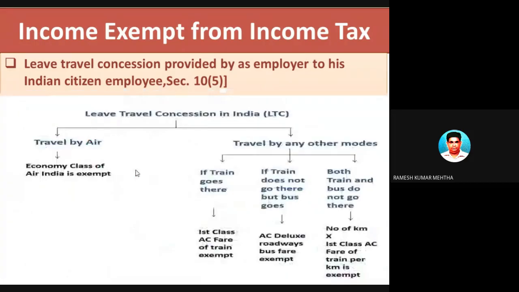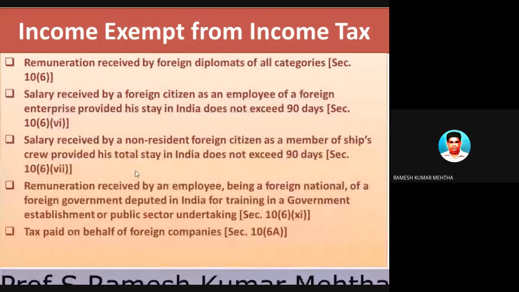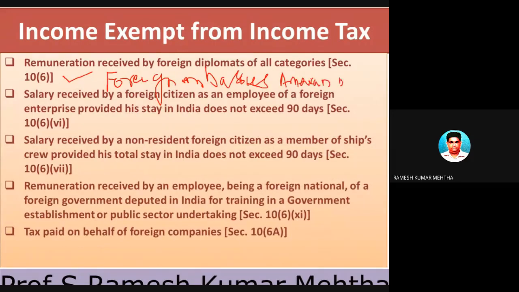Now, another set of incomes which are exempt from tax under section 10 are like this. Remuneration received by foreign deployment of all categories. For example, employees who are working in foreign embassies. For example, an employee is working in the American embassy in India and is getting a salary of some 50 lakh rupees from America. As he is a working foreign diplomat, any remuneration received by these foreign diplomats in India is fully exempted from tax under section 10, clause C.